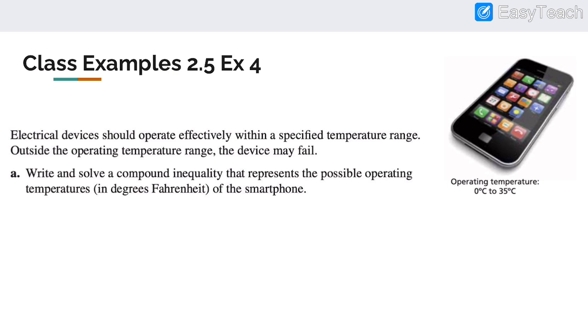All right, example 4 here is our word problem. It says electrical devices should operate effectively within the specified temperature range. Outside the range could cause the device to fail. So a lot of smart devices work between 0 degrees Celsius and 35 degrees Celsius. This problem wants us to write it in Fahrenheit. So obviously Fahrenheit and Celsius are two different measurements. You could quickly Google. When you Google, you would get the following equation to help you convert it.